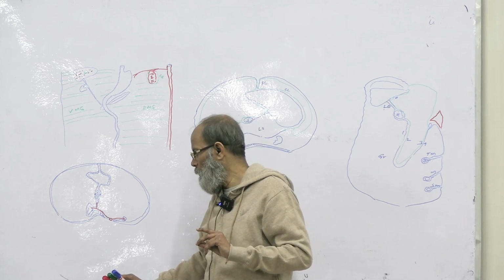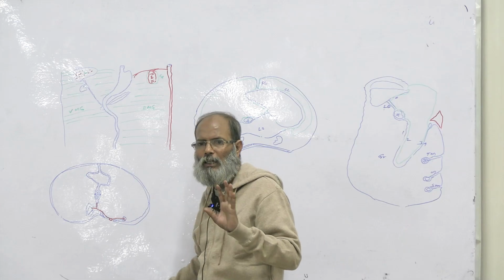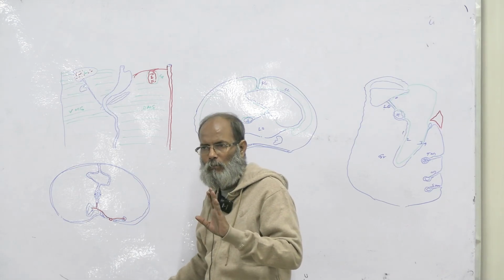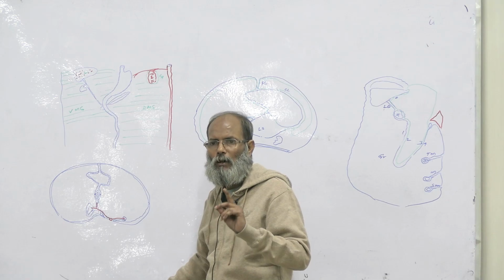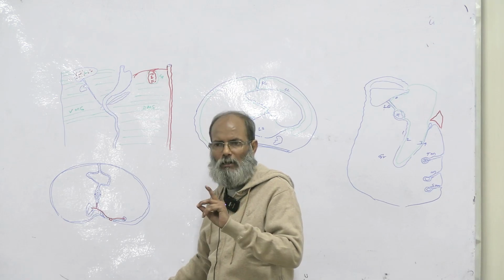Right. Now you need to know 3 things more. That is the transverse mesocolon. Where is the root of the transverse mesocolon? Number 2, the mesentery and the sigmoid mesocolon.